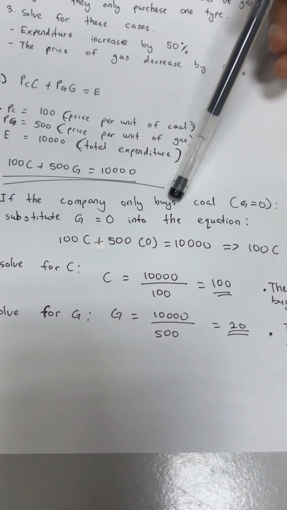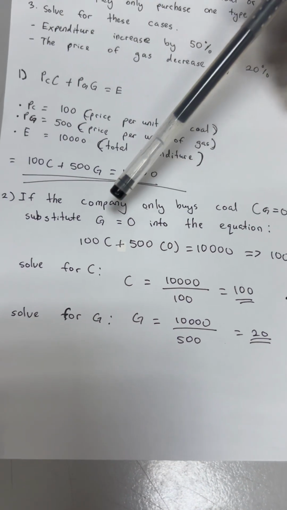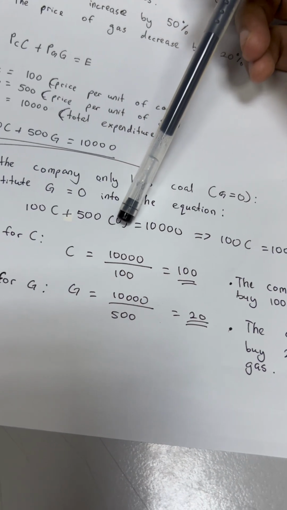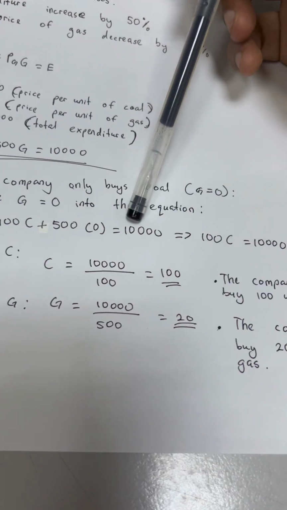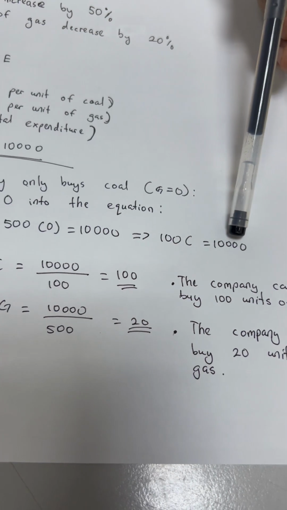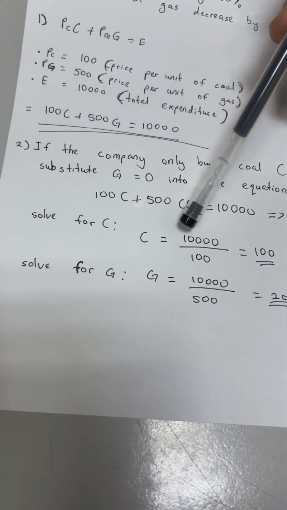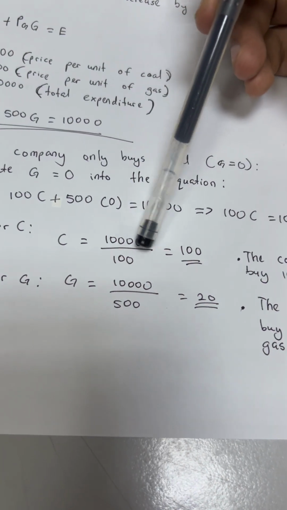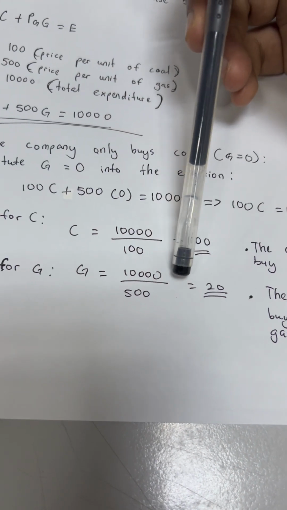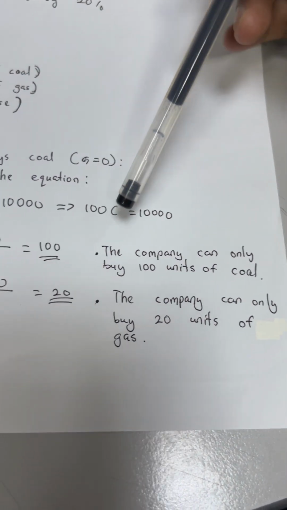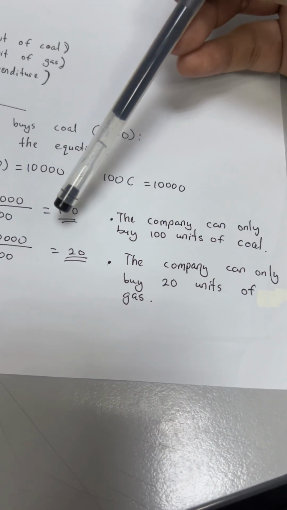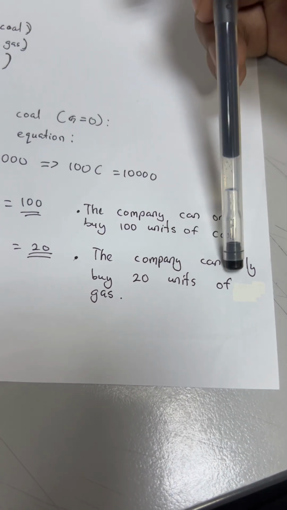If the company only buys coal, which is G equals 0, I'll substitute G as 0 into the equation. So 100C plus 500 times 0 equals 10,000, which is the same as 100C equals 10,000. Solve for C: C equals 10,000 divided by 100, and I'll get 100. And solve for G: I'll take 10,000 and divide by 500. I'll get 20. So for the coal, the company can only buy 100 units of coal. For the gas, the company can only buy 20 units of gas.